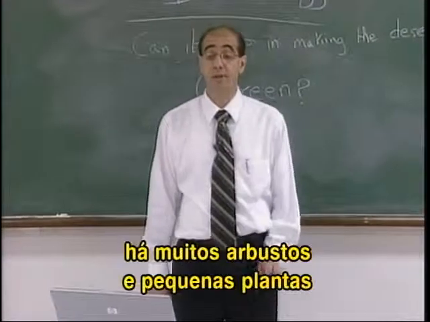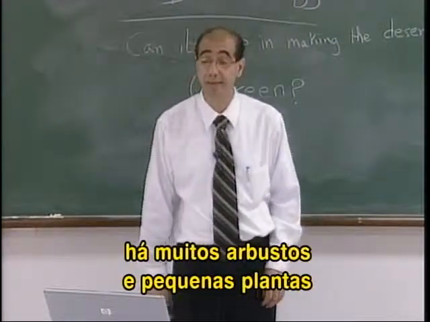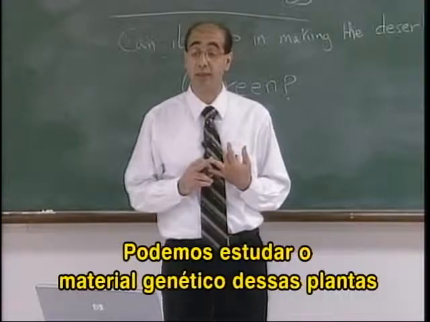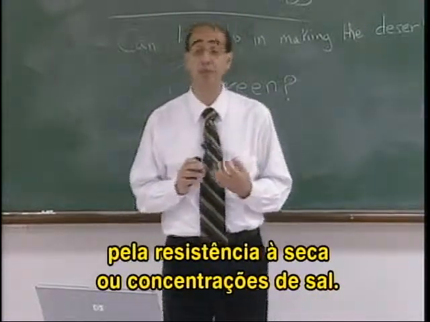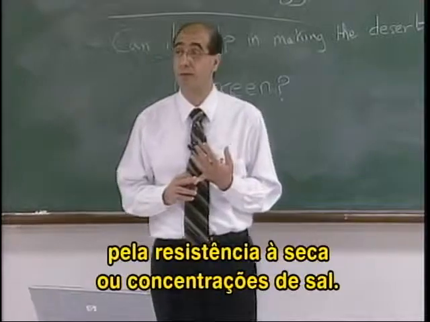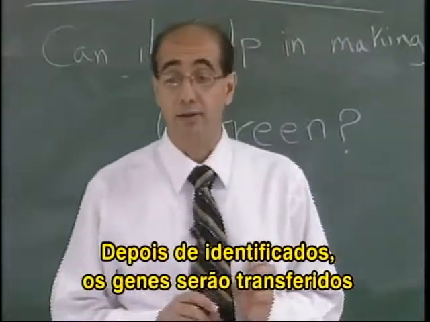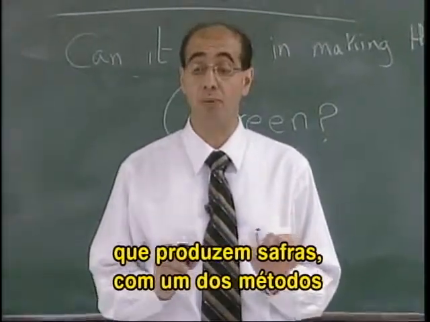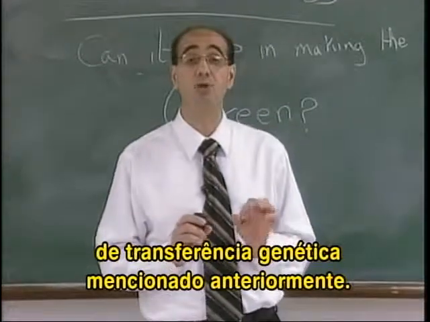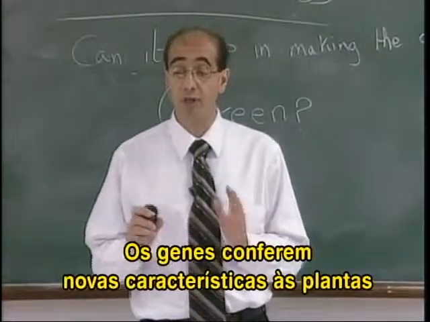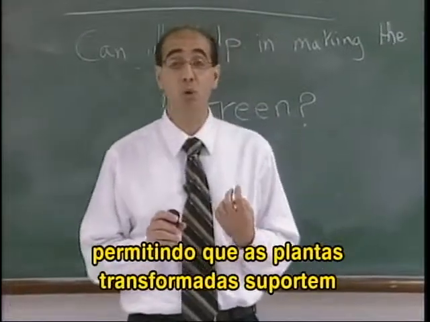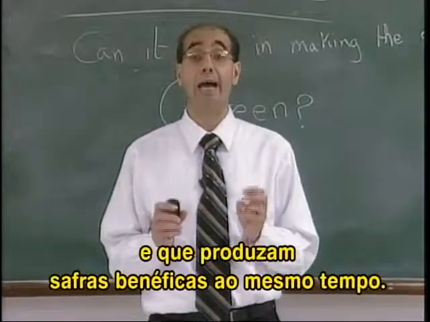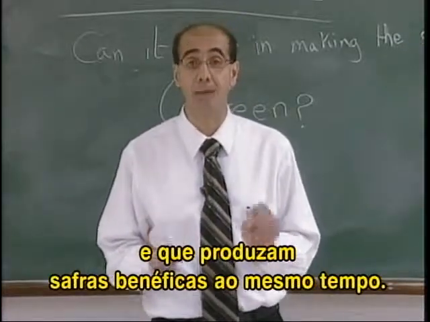As you have seen in the desert, there are lots of shrubs and small plants that can grow without producing any crop. We can take these plants, study their genetic material, and find the genes responsible for their resistance to dryness or salt concentrations. Once identified, the genes will be transferred to regular non-drought resistant plants that produce beneficial crops using one of the previously mentioned methods of gene transfer. The genes will confer new traits on the new plants, thus enabling the newly transformed plants to withstand dryness or high salt concentration and might produce beneficial crops at the same time.